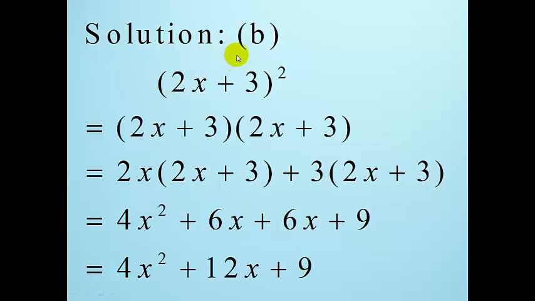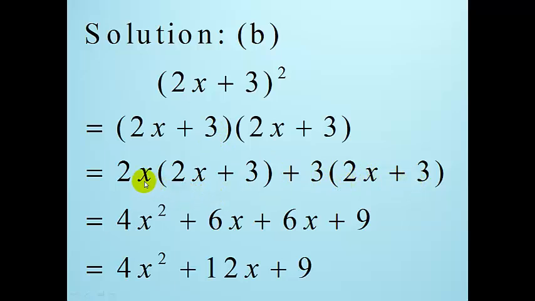Now, solution B. 2x plus 3 all squared means 2x plus 3 times 2x plus 3. That's the meaning of 2x plus 3 all squared. It means you multiply 2x plus 3 by itself. And that is how come we have 2x plus 3, 2x plus 3. Now let's expand. 2x multiplies the second bracket, that is 2x plus 3. Then plus 3 will also multiply the second bracket, that is 2x plus 3.